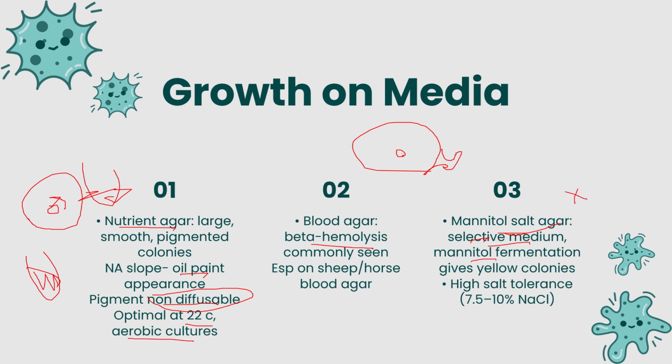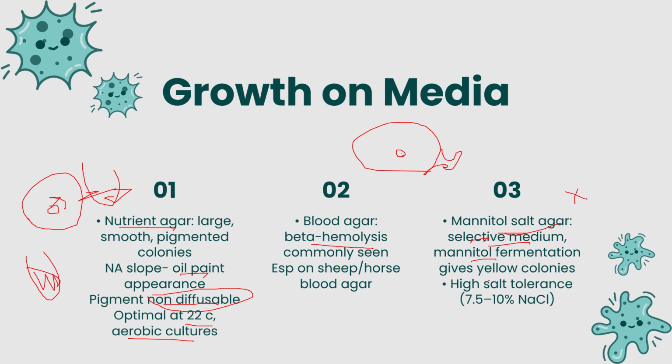Mannitol fermentation gives yellow colored colonies. Since this media has mannitol, what does Staphylococcus do? It will use that mannitol. It will ferment that mannitol. And once this mannitol is used, yellow colored colonies are formed. If they are not fermenting the mannitol, pink colored colonies will be formed.